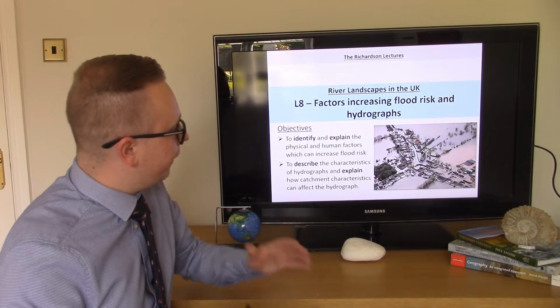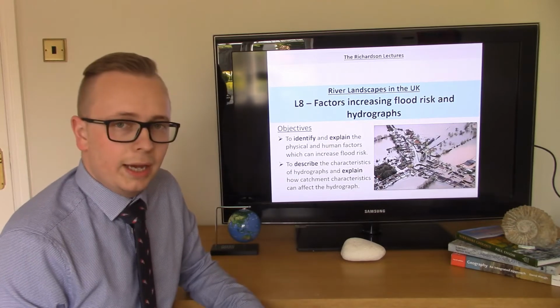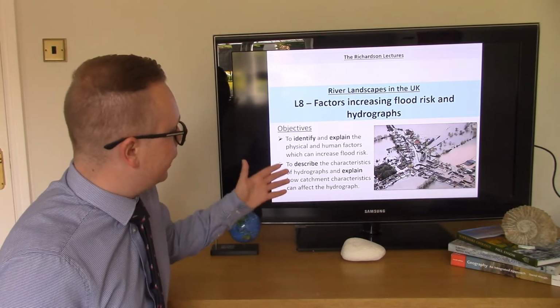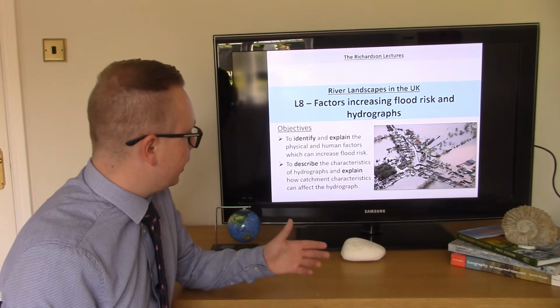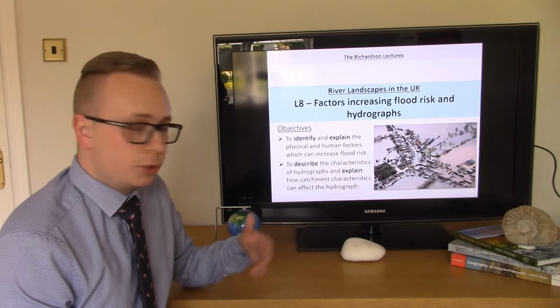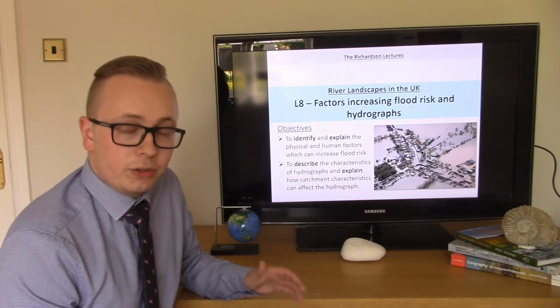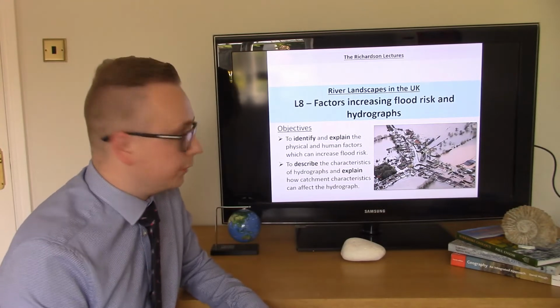Today we're going to be looking at factors increasing flood risk and hydrographs. We need to be able to identify and explain the physical and human factors that increase flood risk, and also to describe the characteristics of hydrographs and explain how different catchment characteristics affect the shape of the hydrograph.